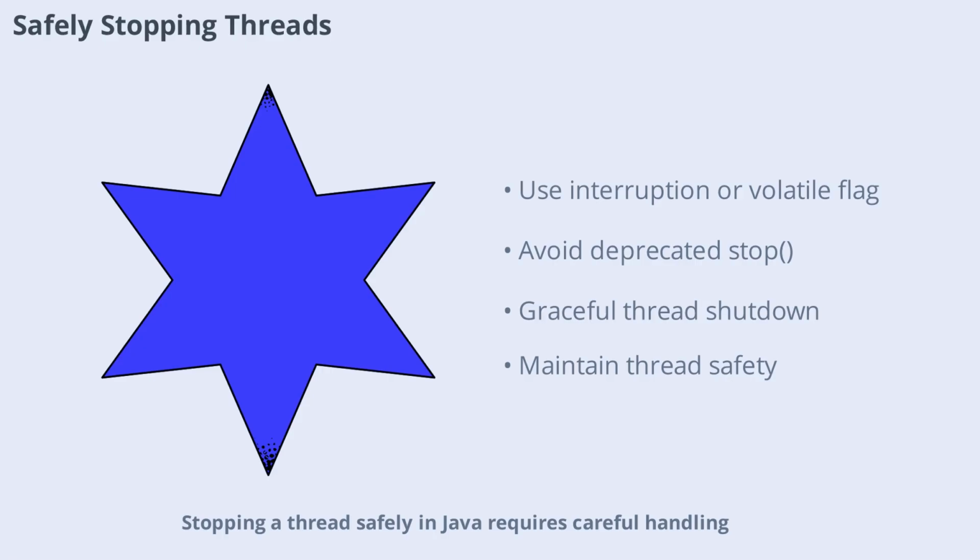Stopping a thread safely in Java requires careful handling. Use interruption or a volatile flag to signal the thread to stop. Avoid deprecated methods like stop, which can cause unpredictable behavior. By implementing a running flag and checking it in your thread's run method, you ensure a graceful shutdown and maintain thread safety.